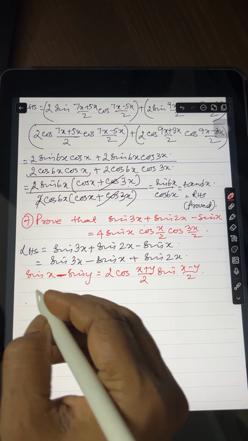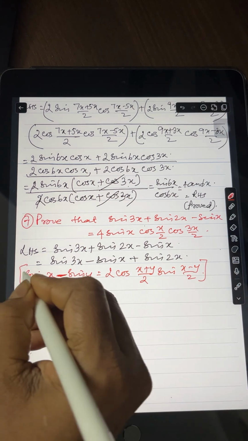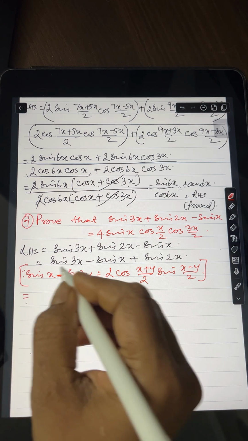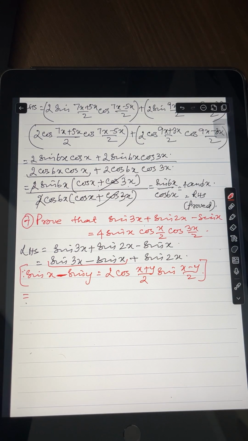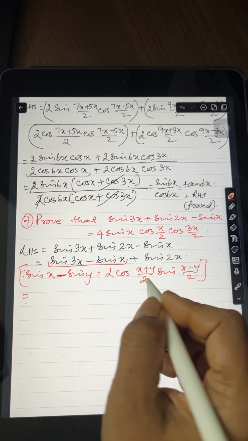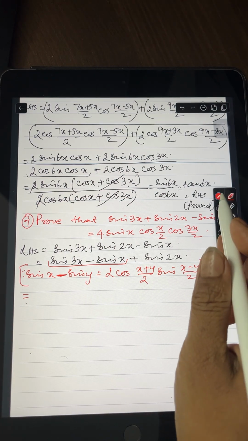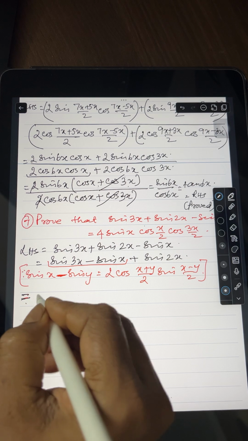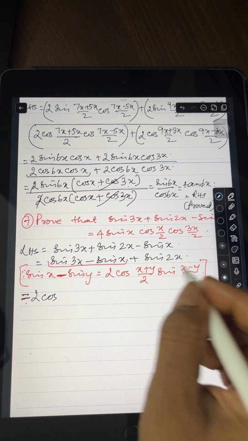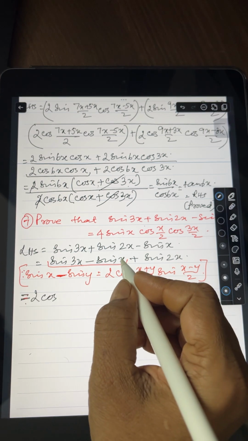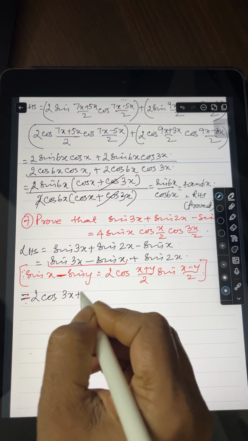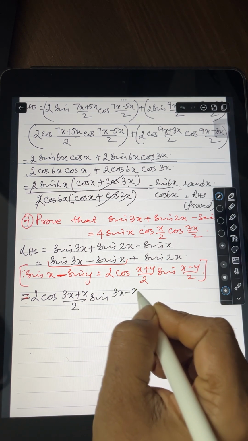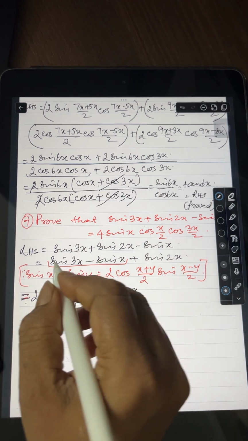Okay, now you can use this formula. What you can do is you apply it in this. Sin 3x minus sin x, you can write it as 2 cos x plus y by 2. What is x here? 3x. What is y here? x. So 3x plus x by 2, sin 3x minus x by 2. Okay, this is for this.